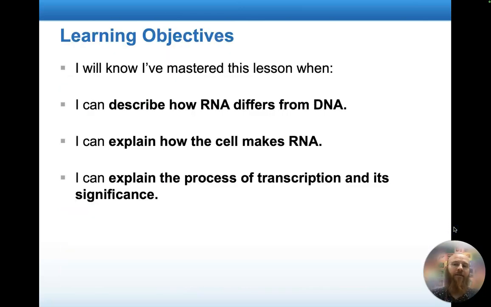We've got our learning objectives. You will know that you've mastered this lesson when you can describe how RNA is different from DNA. You should be able to explain how the cell makes RNA, so we're looking at that process of RNA synthesis, and then explain its significance. So why is this first step in your body being able to make RNA, which will later be used to make all the proteins in your body, significant as a first step?